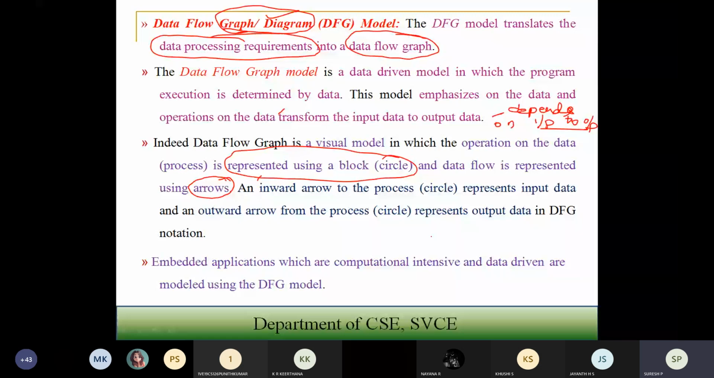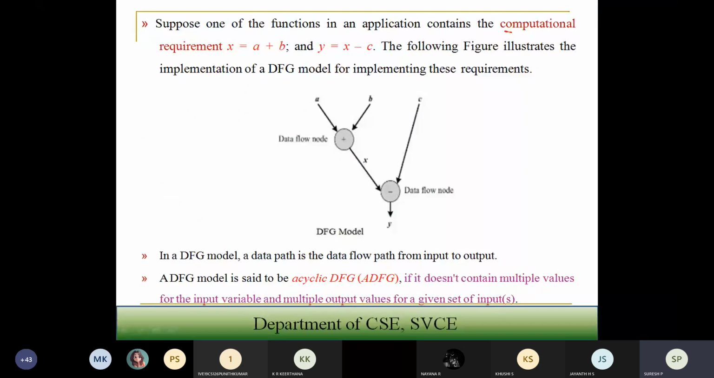Okay, so this is a typical example of what we are going to have. Suppose we take an example of an application containing a computational requirement. What type of computation am I doing? I'm doing the computation x is equal to a plus b, which is one computation, and y is equal to x minus c, which is another computation. So first I have to generate the x.